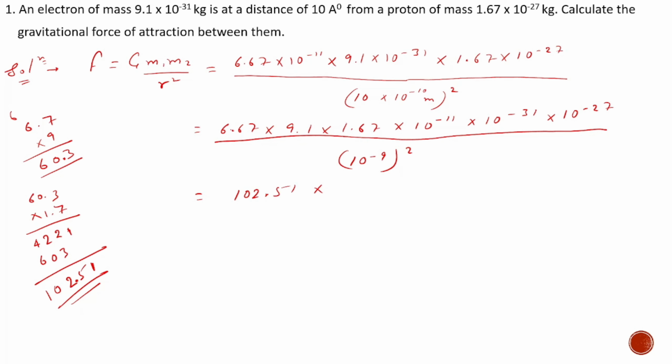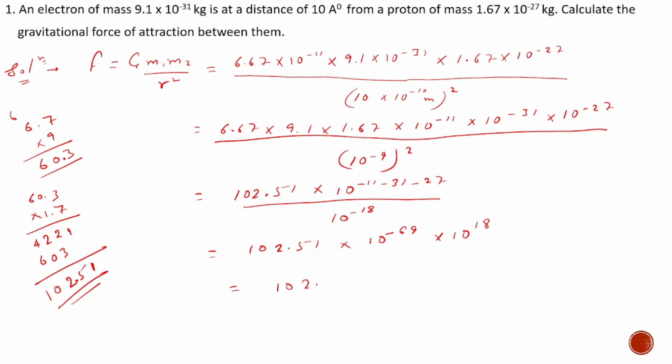Multiplied by 10 to the power -11 -31 -27, divided by 10 to the power -9 to the power 2, that is -18. That means 102.51 multiplied by 10 to the power 11 plus 31 plus 27. How much will it be? 42 plus 27, that is -69. And take this denominator 10^-18 to the numerator. It will become 10 to the power positive 18.